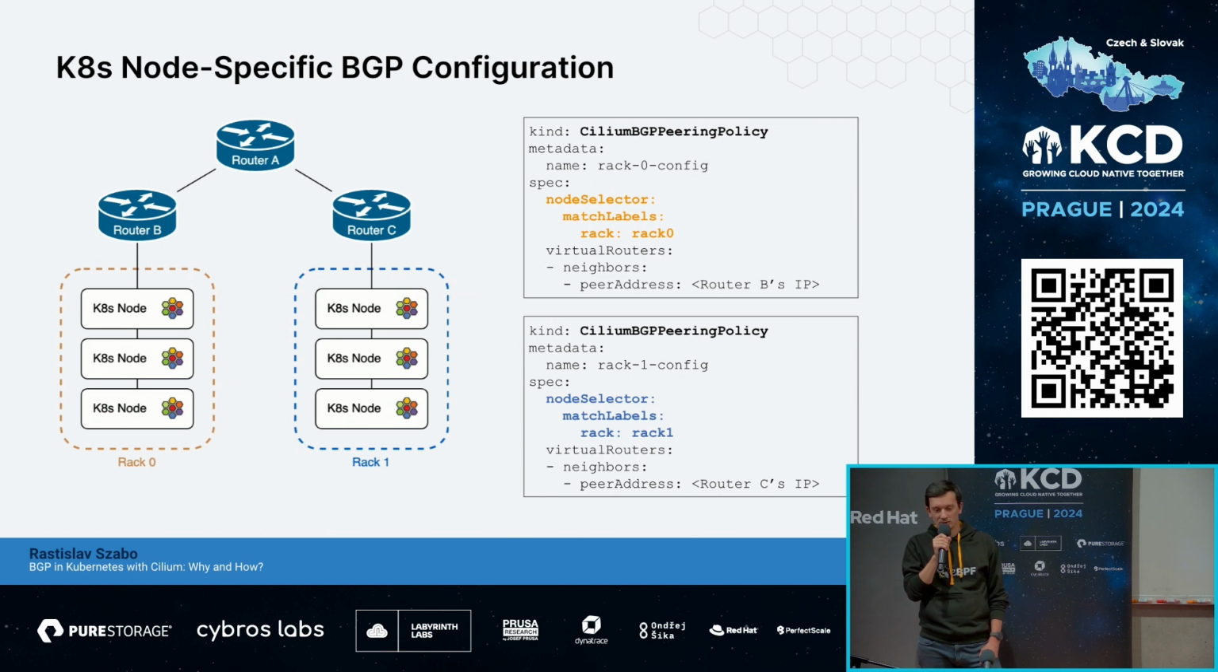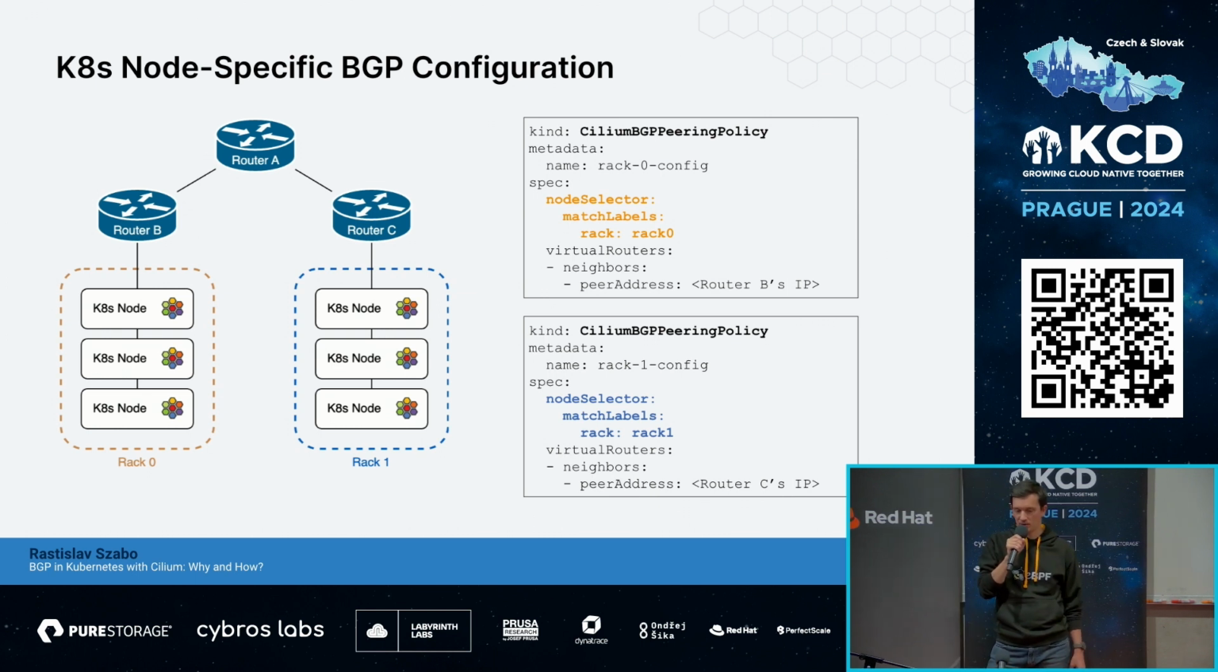On this picture, we can take a look at how you can achieve that. So in Cilium, if you want to configure BGP, you would deploy a CRD called Cilium BGP Peering Policy. And this CRD is node-specific, meaning that you always need to select nodes to which that policy applies. You do that via a node selector, in which you can match nodes by label. On this picture, for example, we have 6 Kubernetes nodes, and 3 of them are deployed in rack 0, and 3 of them are deployed in rack 1. And we want to peer the nodes in rack 0 with router B and the nodes in rack 1 with router C.